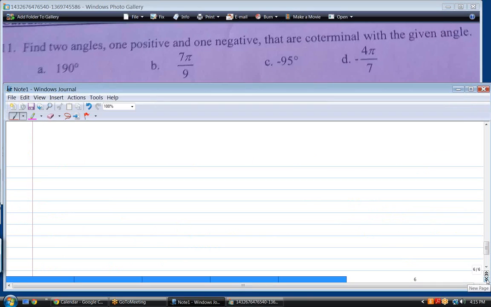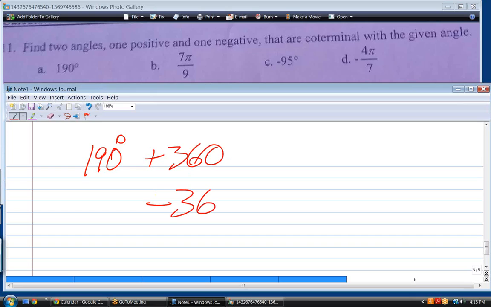These are pretty easy. For the first one, don't you just add 360 and then subtract 360? It's this one. 130?